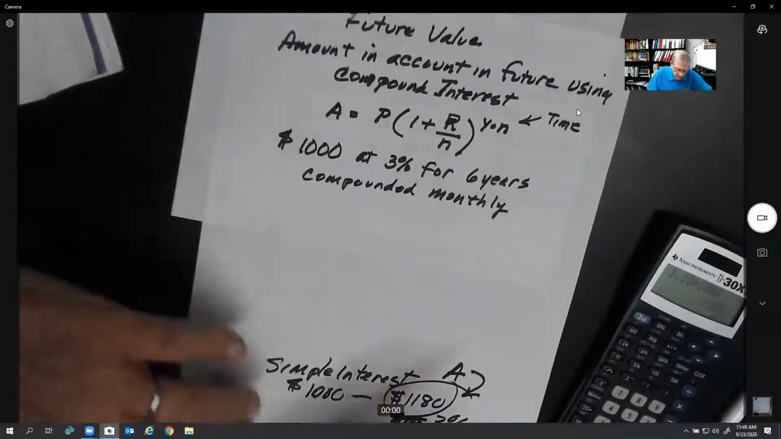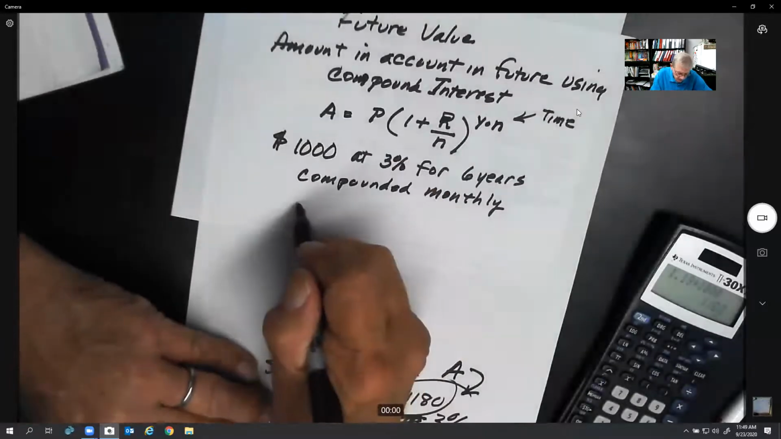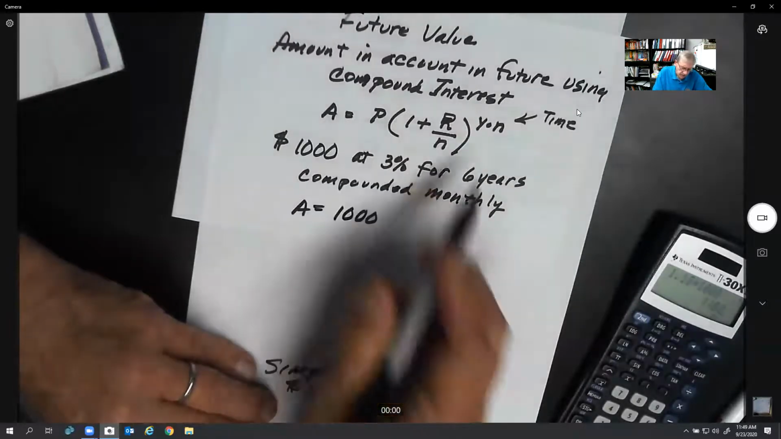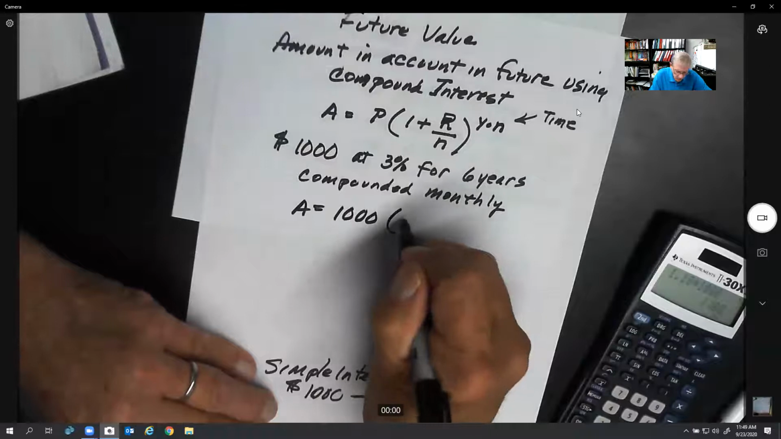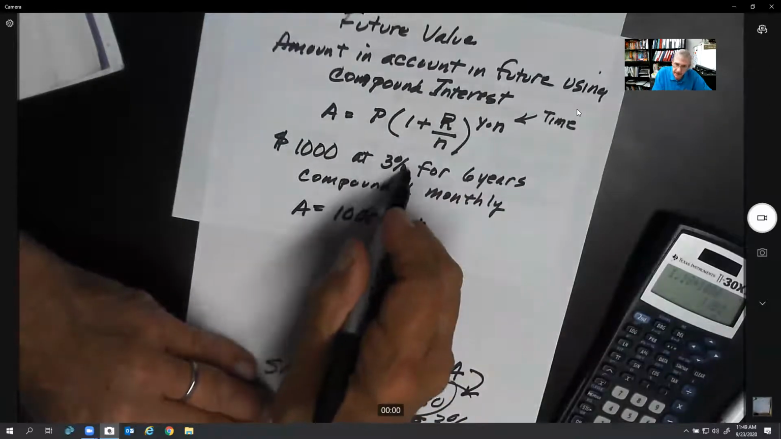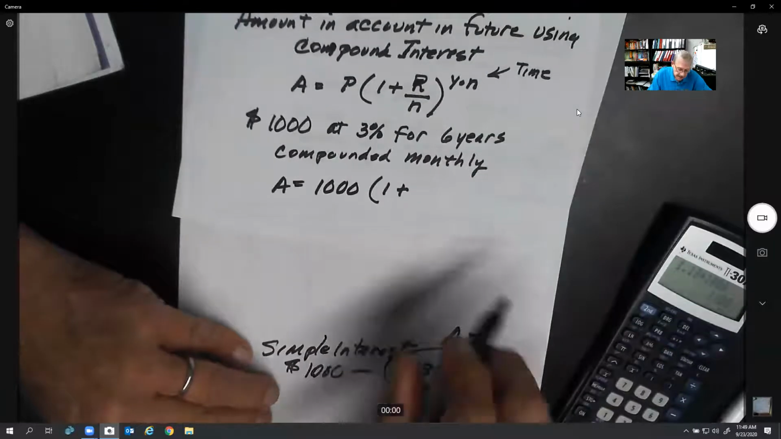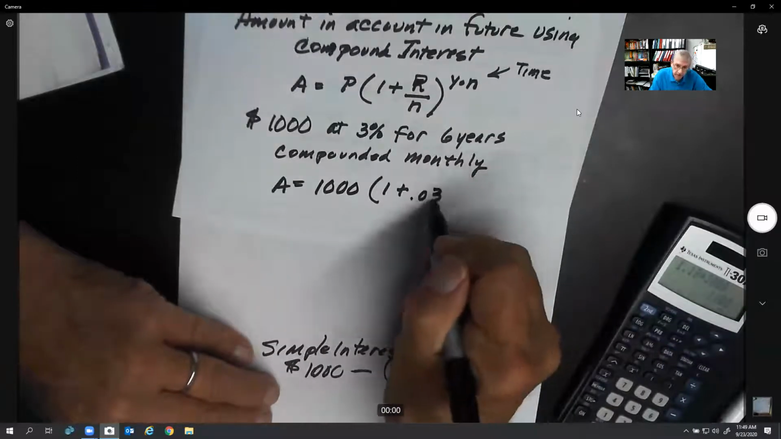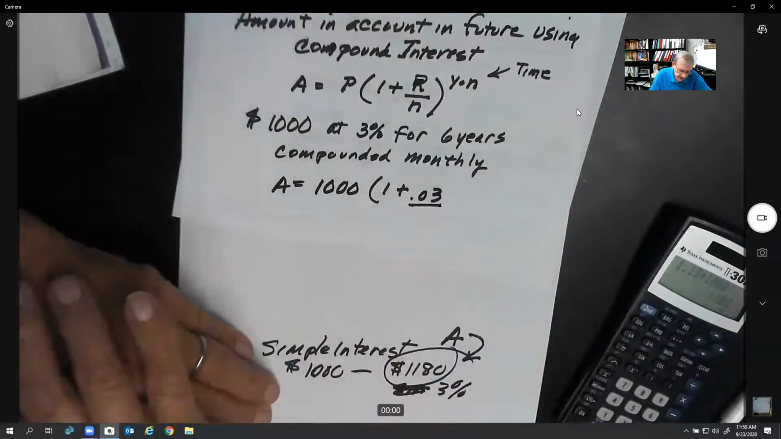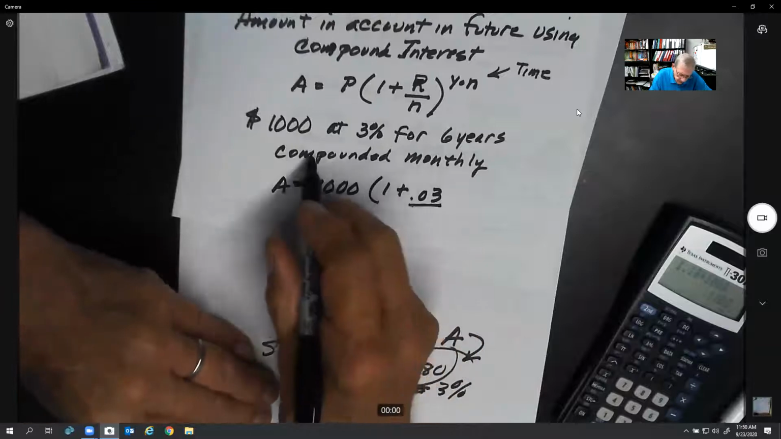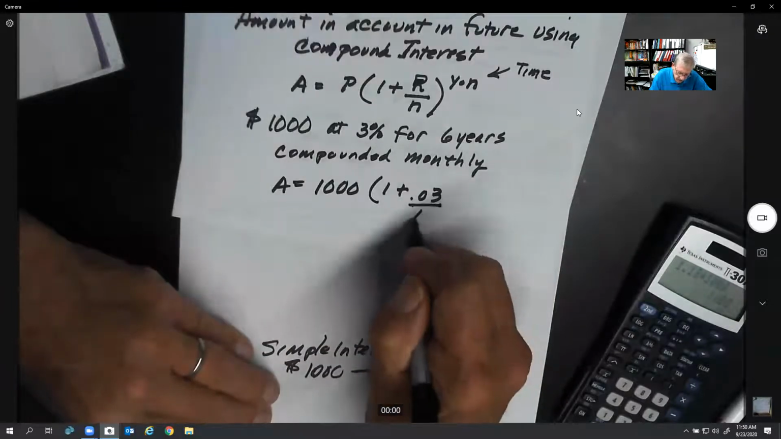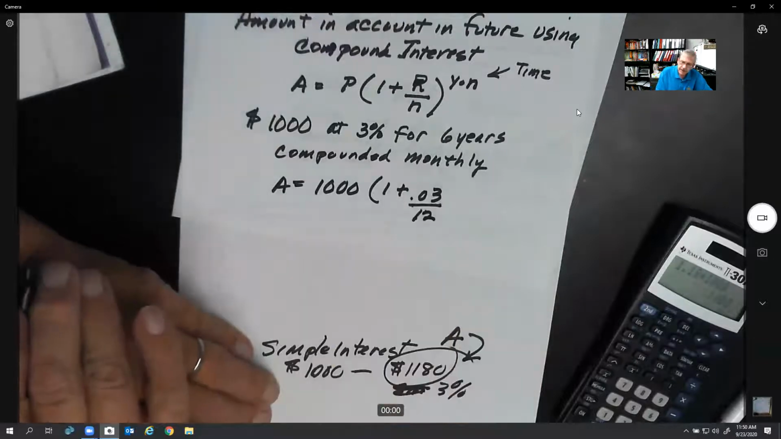Now let's see what it would be with this one. We're going to put it into this formula. A equals 1,000. Now notice my formula is a little different. 1 plus, what is R? R is the rate of interest, and again, it can't be a percent. So this has to be 0.03. Then we're going to divide it by the number of times your account is compounded. And it's compounded monthly. So we're going to divide that by 12.